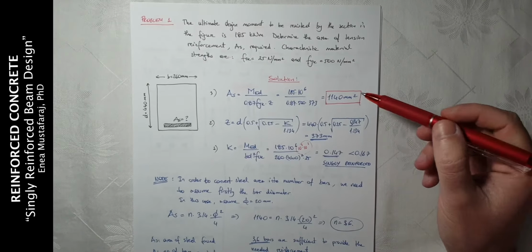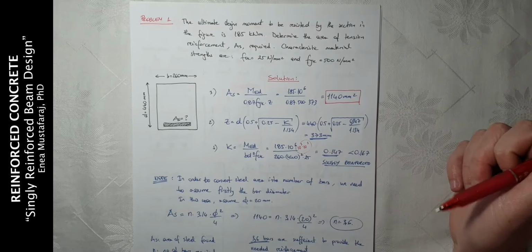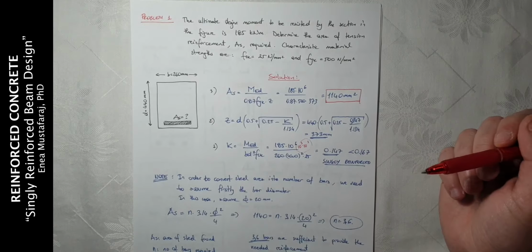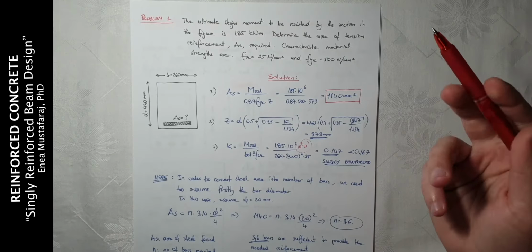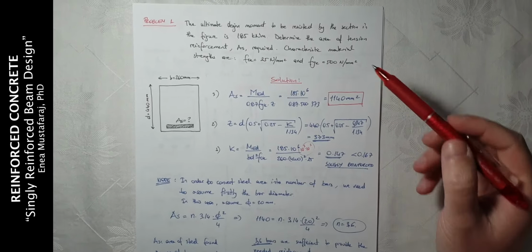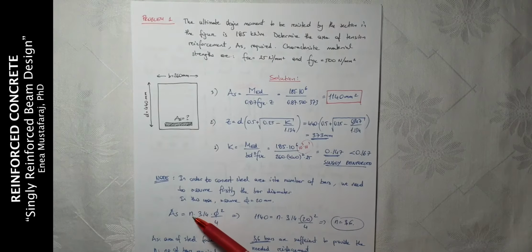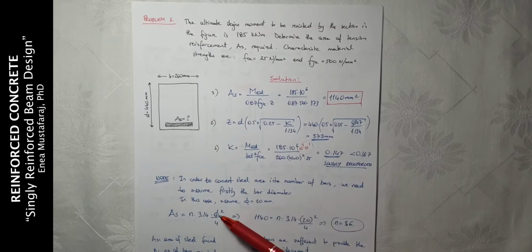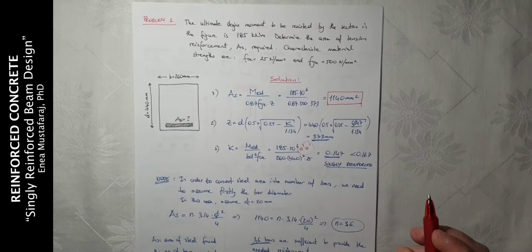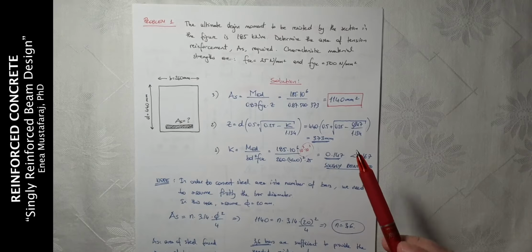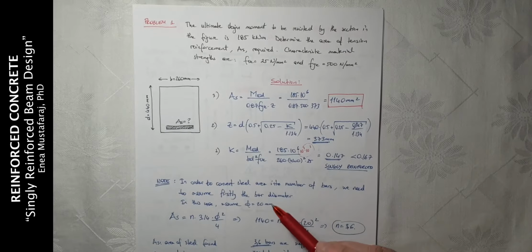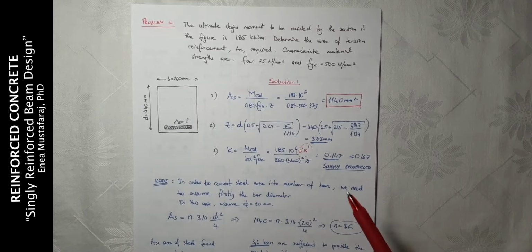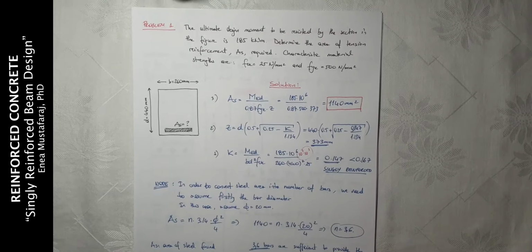In order to convert this area of steel into a number of bars, we apply this simple formula. We know that the area of a bar is the area of a circle. So we write N, the number of bars we are going to use, times 3.14, which is pi, and diameter squared divided by 4. We need to make one assumption first: what type of bar we are going to use. In this case we are using a 20 millimeter diameter bar. If we make the conversion, we find that we need 3.6 bars.